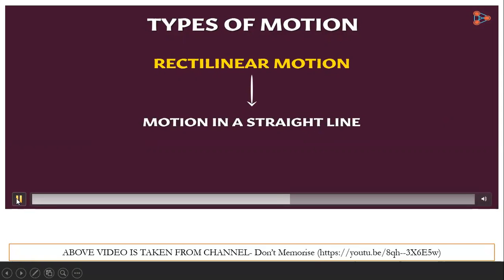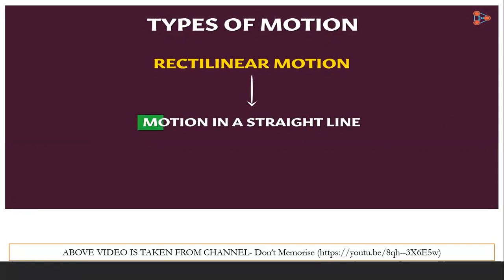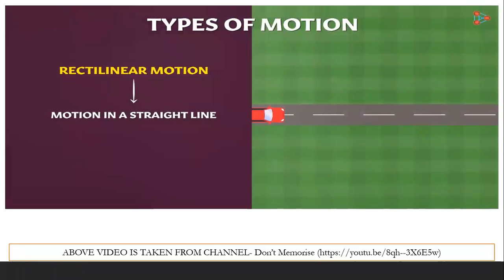Yes, rectilinear motion is nothing but motion in a straight line. So if an object is moving along this straight line path, we say that it's performing rectilinear motion. For example, when a car is moving in a straight line on a straight road, it's performing rectilinear motion.